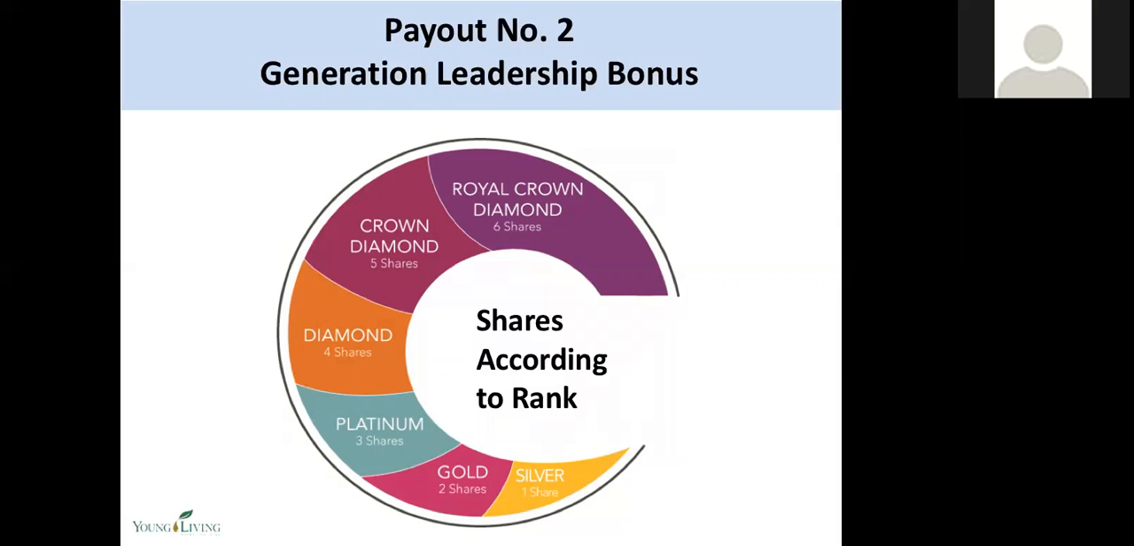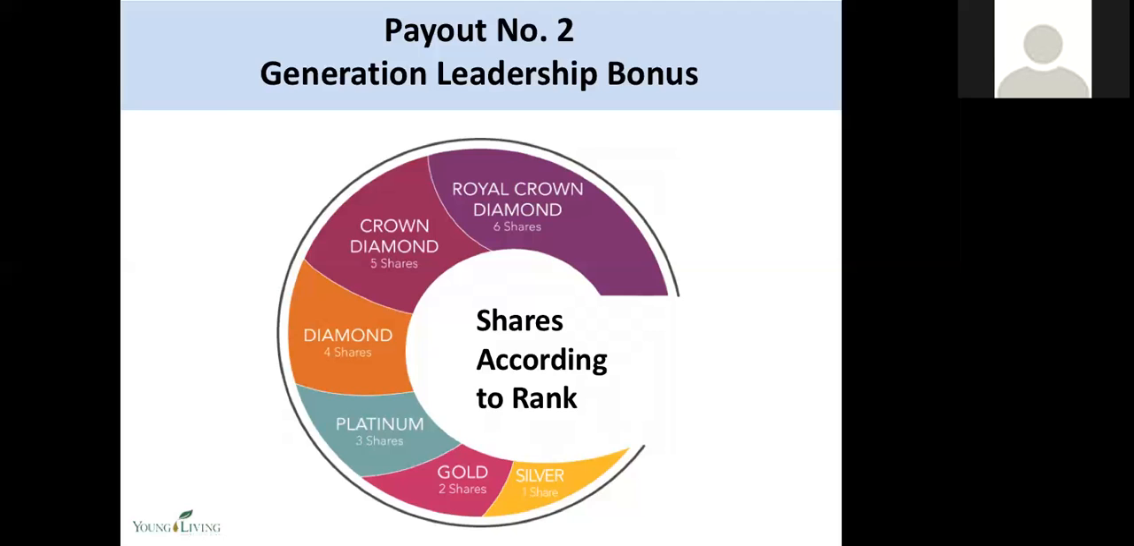Now, the way this bonus works, though, it does have a couple of limitations, meaning that if you are a silver and someone under you has rank advanced to gold, you receive 1 share for yourself as silver, and you would receive only 1 share for that member under you, even though they might be a gold. You are limited to the shares based on what your rank is for the month, and not necessarily determined by the rank of the member underneath you. However, that member under you as a gold, they themselves will receive 2 shares for being a gold.